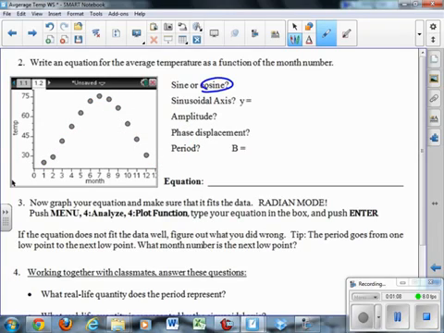So we've got a cosine graph. Now notice that the cycle of our cosine graph appears to be upside down. So this is an upside down cosine graph. So we'll have to keep that in mind when we write our equation.